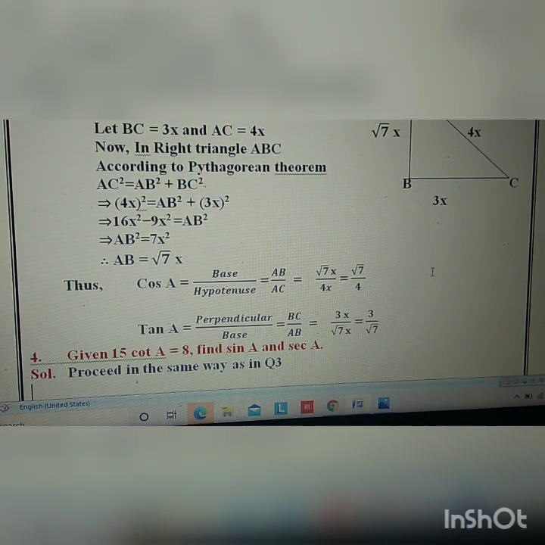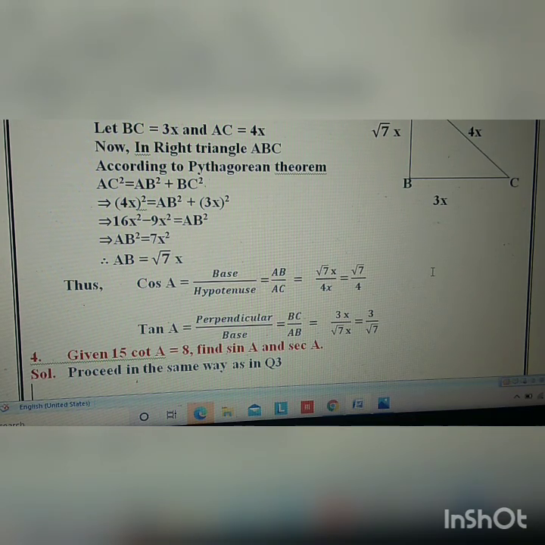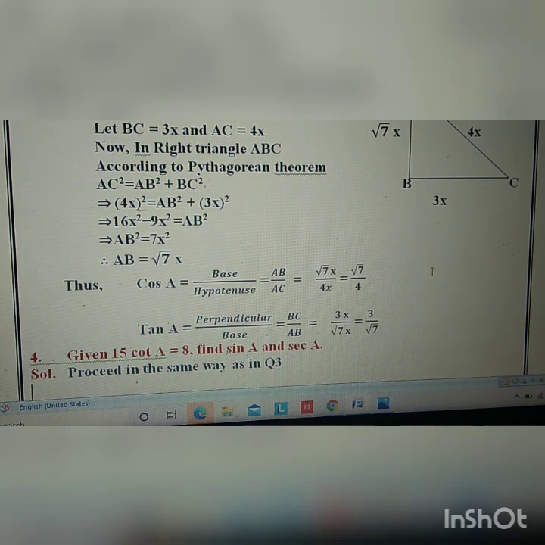Now we have question number 4. In question number 4, we are given that 15 cot A is equal to 8. That is, cot A is equal to 8 upon 15, because when we transpose 15 to the RHS, it becomes 8 upon 15. So this is the same as question number 3. So you can proceed for question number 4 by using the same method as we have used in question number 3.